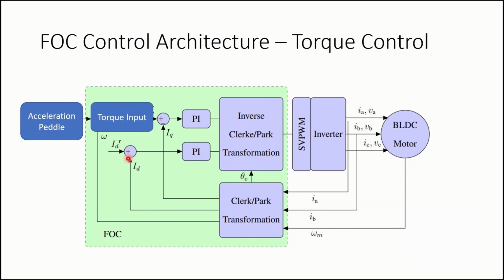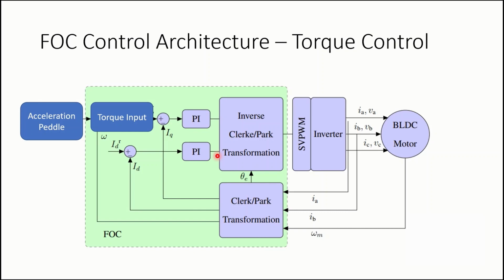There are some special conditions where ID could be negative, but right now we will limit ourselves to that. The ID reference we are keeping as 0, and then we are applying the torque which is received from the acceleration pedal or throttle. Comparing the difference of those reference values, the error is calculated and given to the PI, and the PI is giving us the voltages VQ and VD.